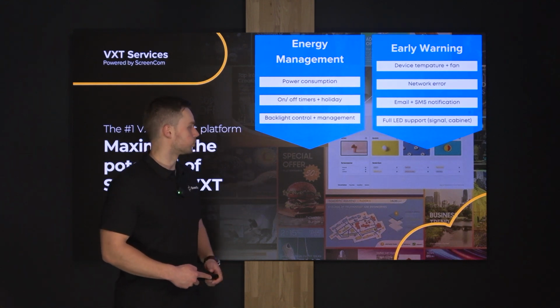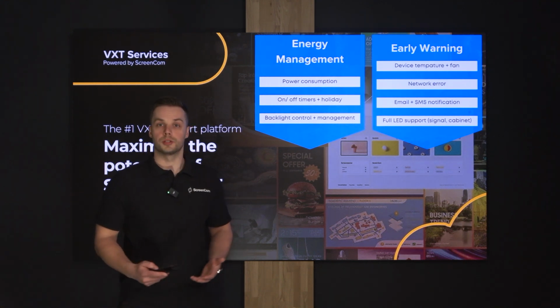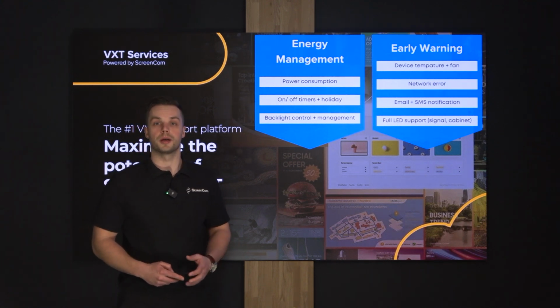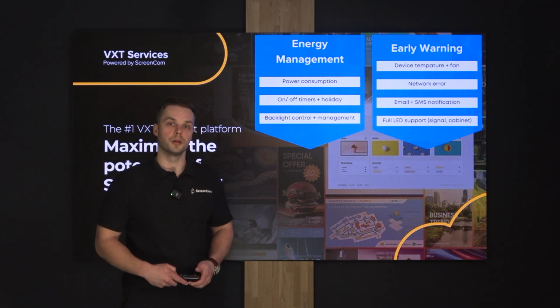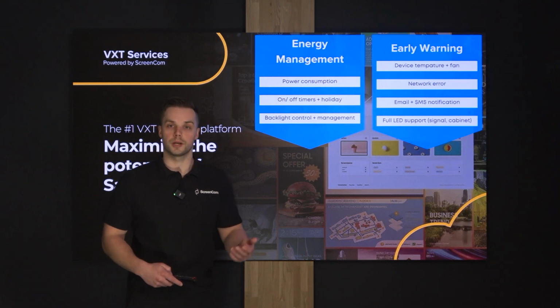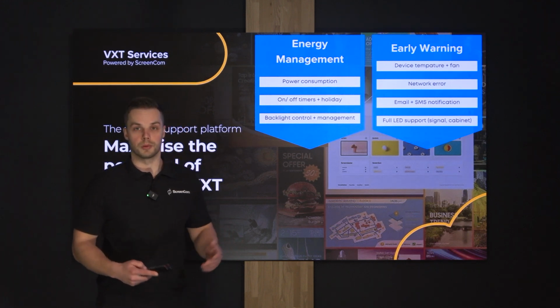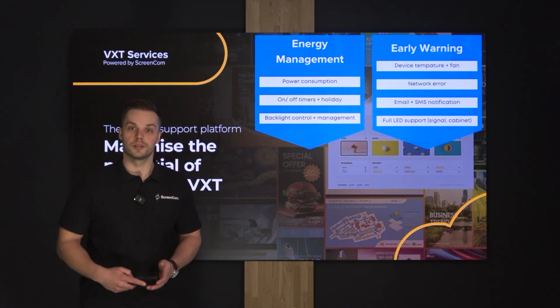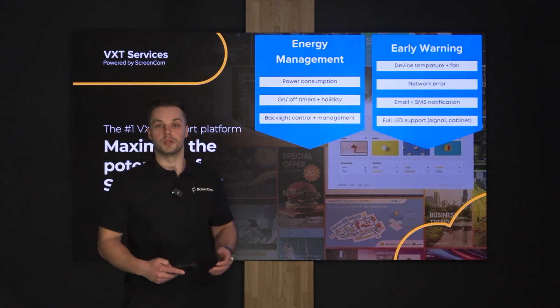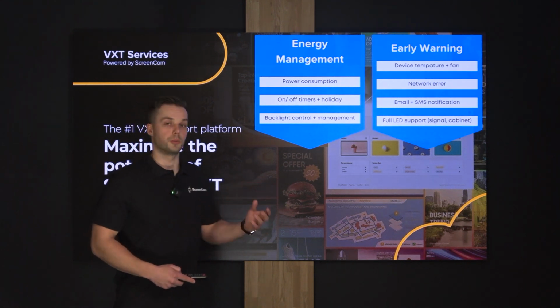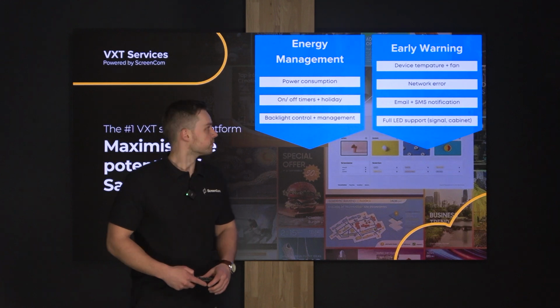Then we have the backlight control and management. So what I briefly mentioned is that you can see within the energy consumption, by reducing the backlight, also the power usage of your display. But also in case your display is in a public area and runs 24/7, you do not want the displays at night to be on 100% brightness because it might distract people that are walking by or be too bright to their eyes. So this way you can schedule to reduce the backlight or the brightness of your display as well.